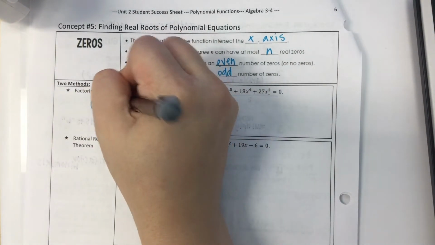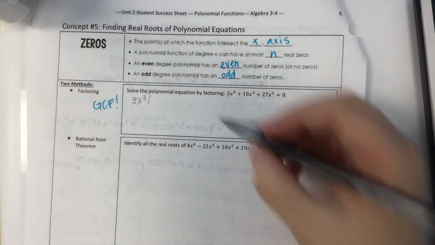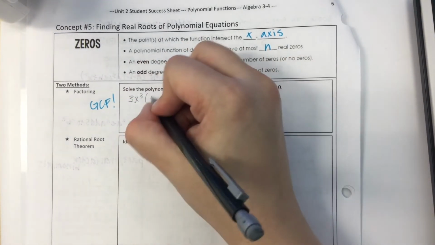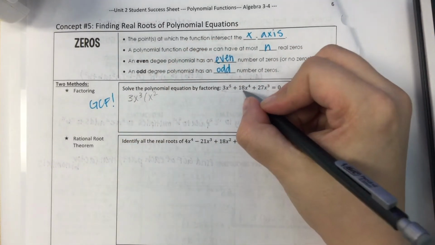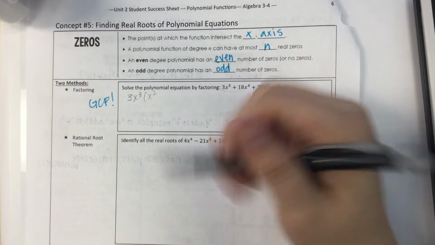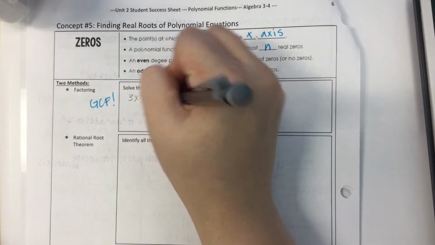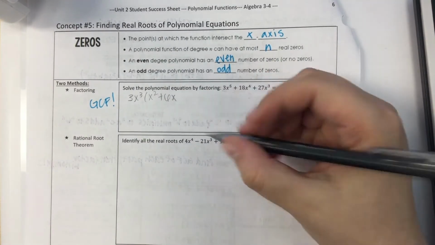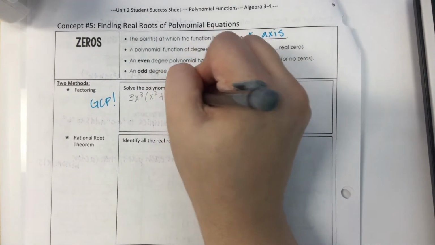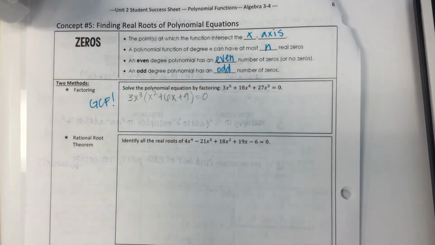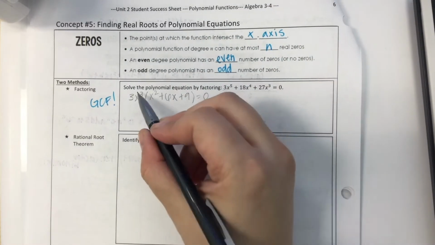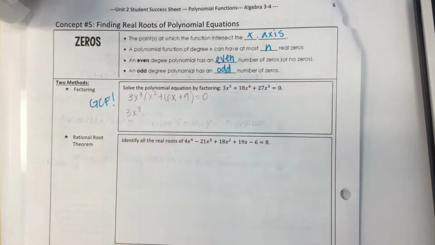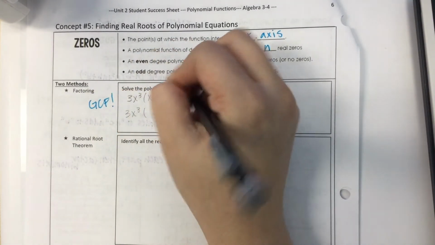So what I'm going to do is write 3x cubed. When I divide 3x to the 5th by 3x cubed, I get x squared. 18x to the 4th divided by 3x cubed gives me a 6x. And then 27x cubed divided by 3x cubed is just a plus 9. So this 3x cubed kind of just hangs out in front. We don't get rid of it. And then I factor the rest.